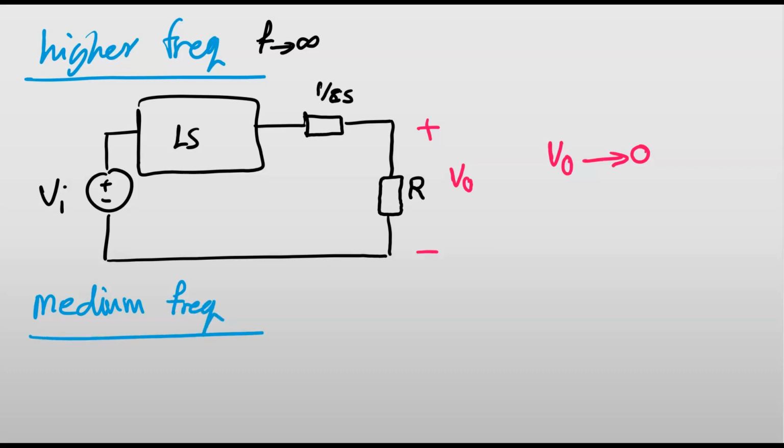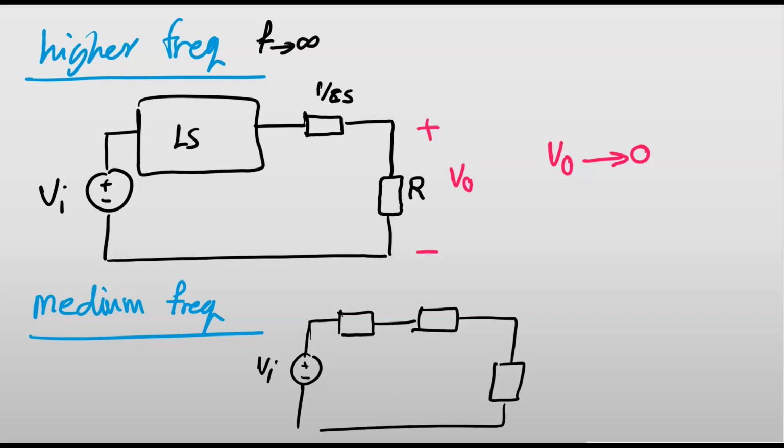In medium frequency, the inductor and capacitor don't have a big number. There are some ordinary values. So what we have is VI connected to the inductor, capacitor, and then resistor. Here we have LS, and here we have 1 over CS. We have inductor and capacitor beside each other.